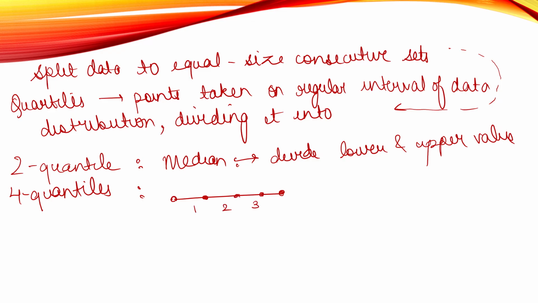1, 2, 3, 4. So these are basically 3 data points that divide or split the data into four equal parts. This represents 1/4 of the data distribution.